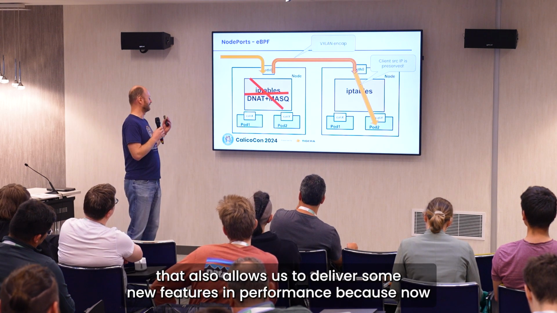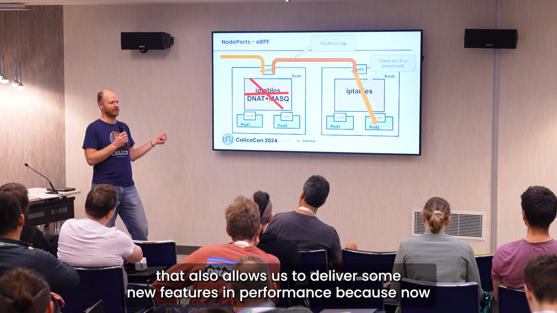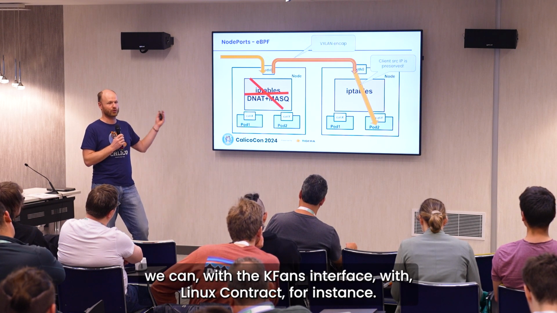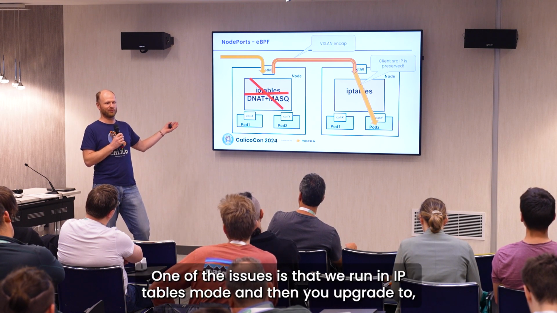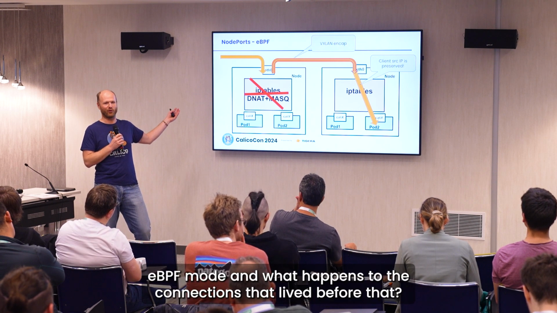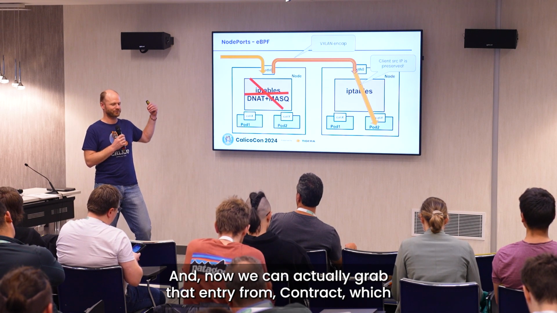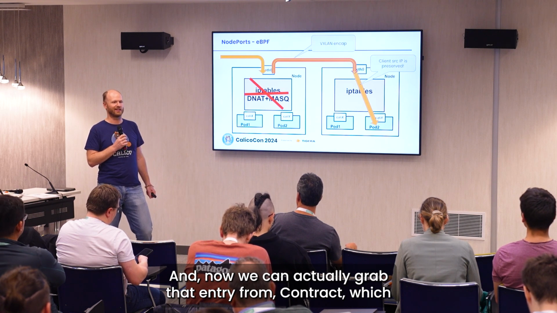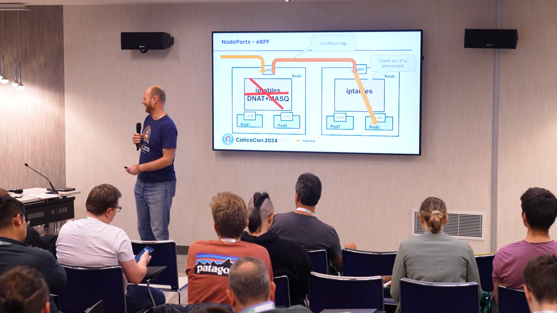Yeah. That also allows us to deliver some new features in performance, because now, with the kfuncs, we can interface with Linux conntrack, for instance. One of the issues is that we run in iptables mode, and then you upgrade to eBPF mode, and what happens to the connections that lived before that, right? And now we can actually grab that entry from conntrack, which wasn't possible 5 years ago. So, yeah, let's go into the next section.